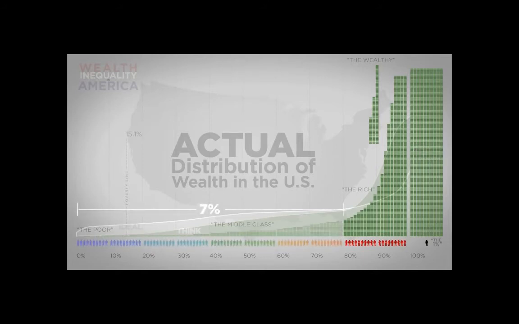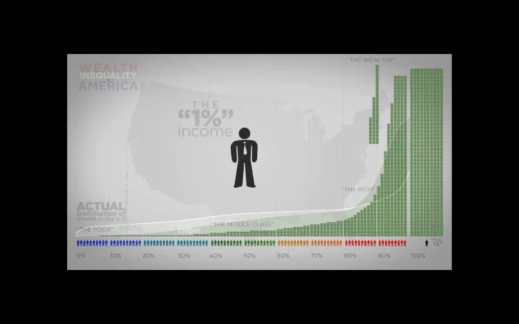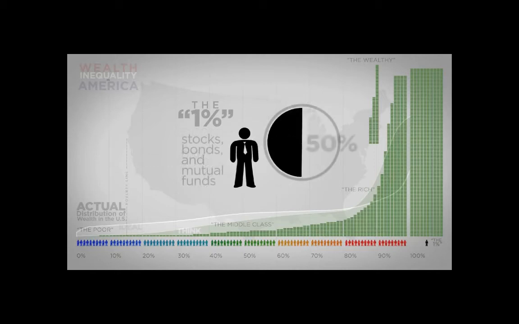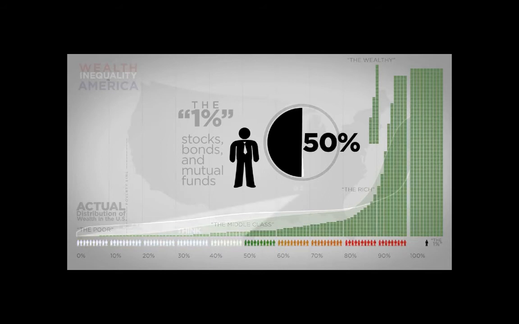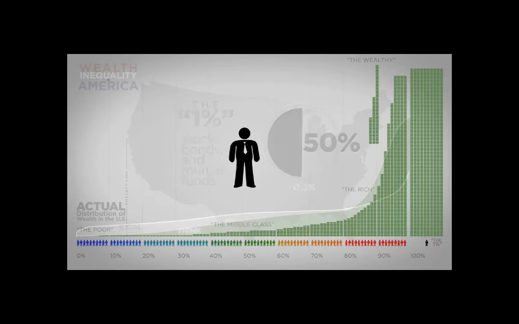And this has only gotten worse in the last 20 to 30 years. While the richest 1% take home almost a quarter of the national income today, in 1976 they took home only 9%, meaning their share of income has nearly tripled in the last 30 years. The top 1% own half the country's stocks, bonds, and mutual funds. The bottom 50% of Americans own only 0.5% of these investments, which means they aren't investing.